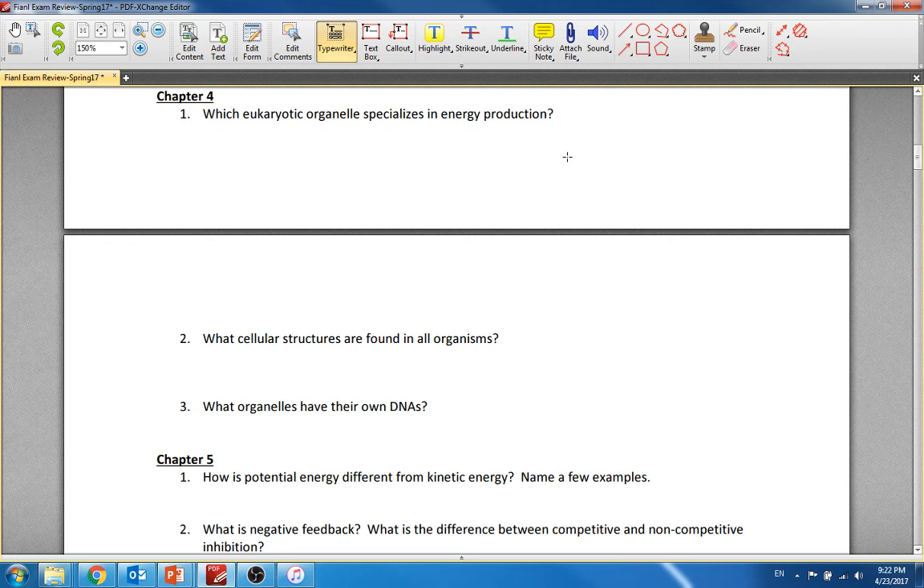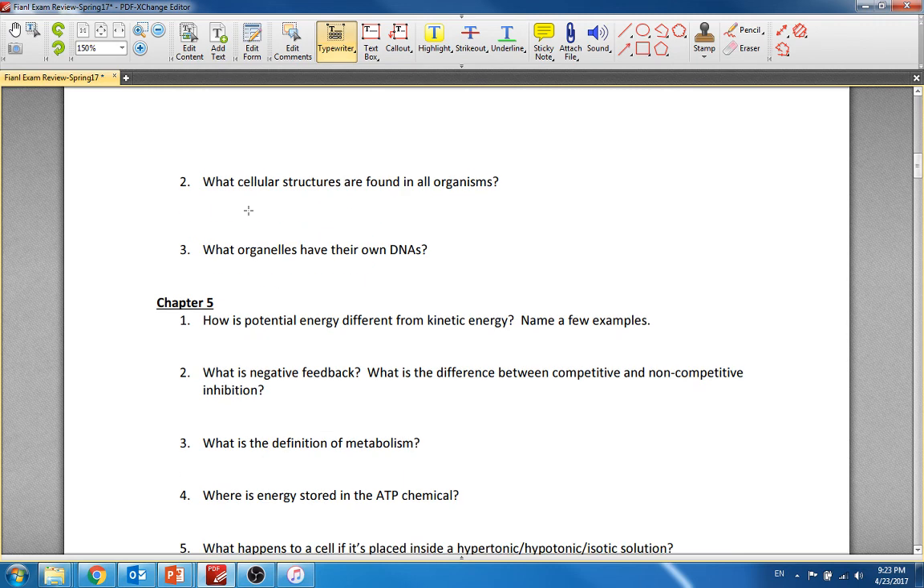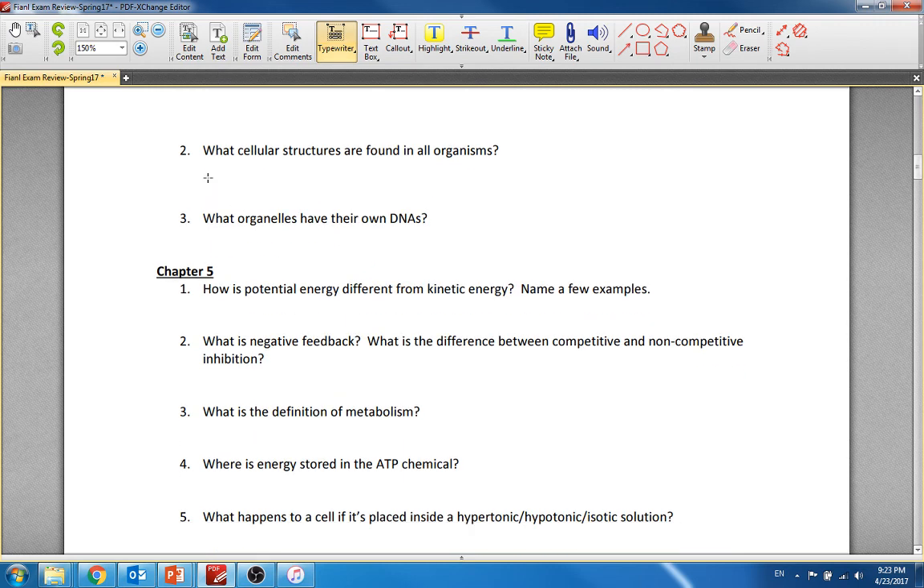Chapter 4. Which eukaryotic organelle specializes in energy production? That would be the mitochondria. Number 2. What cellular structures are found in all organisms? That means bacteria, plants, animals, fungi, everything. The common structures include cell membrane, ribosomes, DNA, and the cytoplasm.